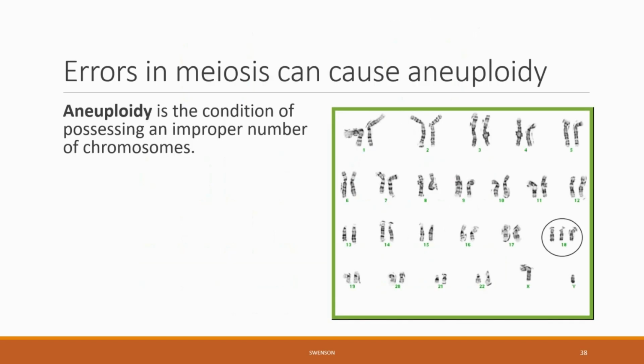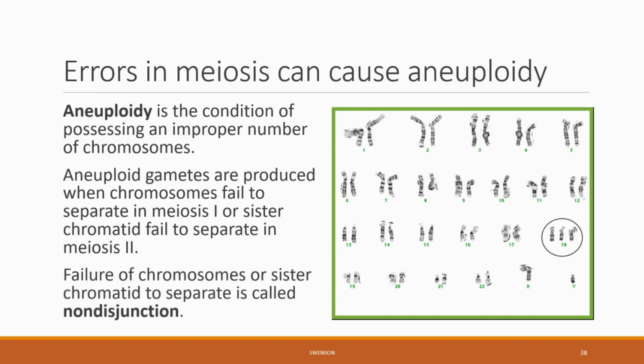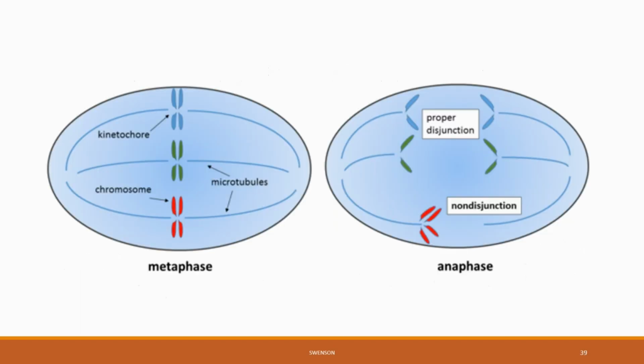Errors can emerge. Aneuploidy is an improper number of chromosomes. Looking at this karyotype, we can see that this person has trisomy for chromosome 18. This can happen when homologous chromosomes fail to separate properly in anaphase 1, or when sister chromatids fail to separate in anaphase 2. This is called non-disjunction. In metaphase, the chromosomes line up, but improper separation occurs in anaphase.